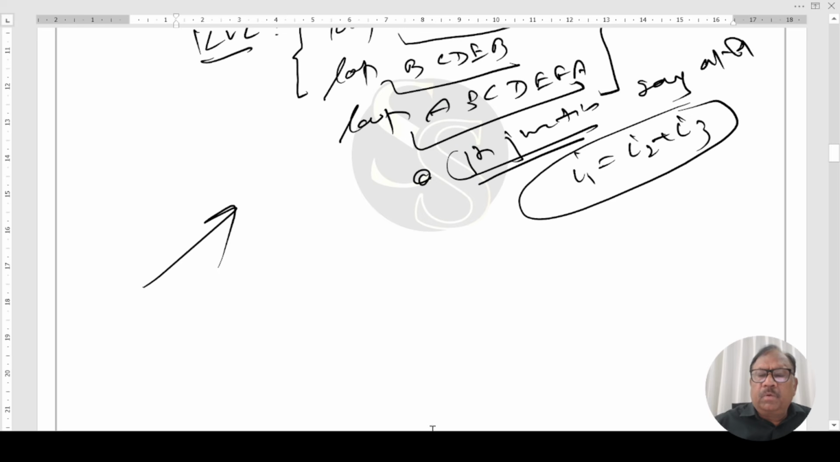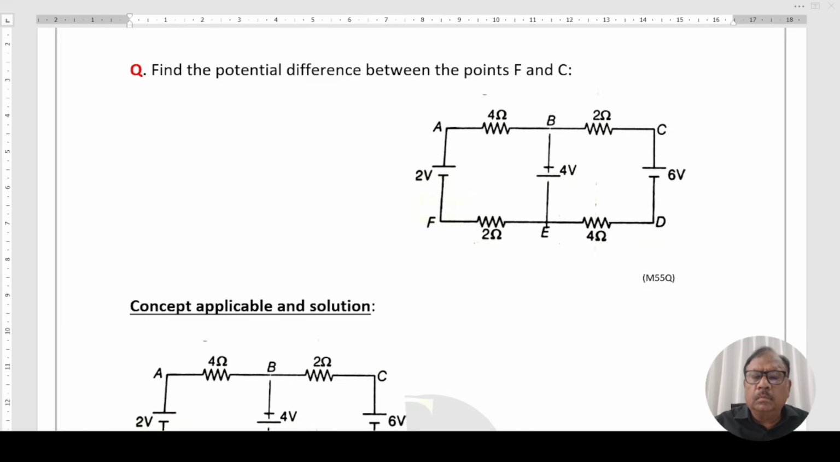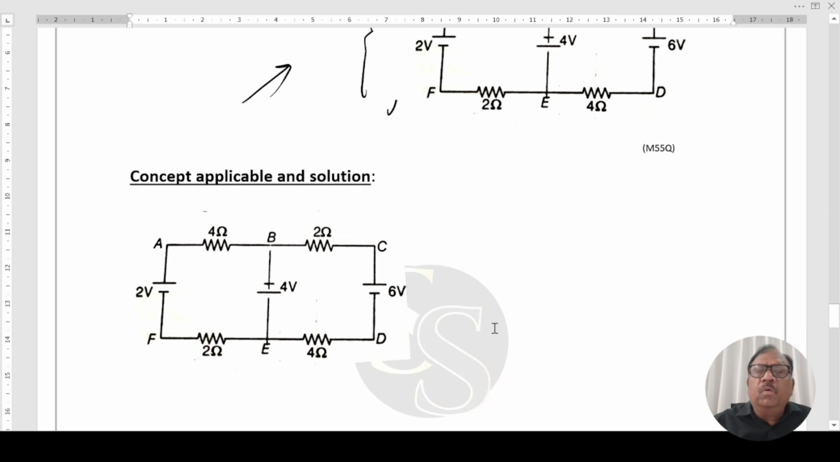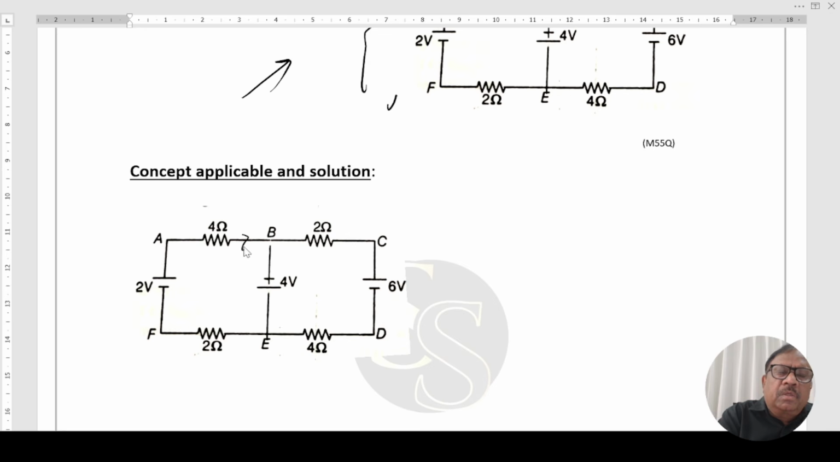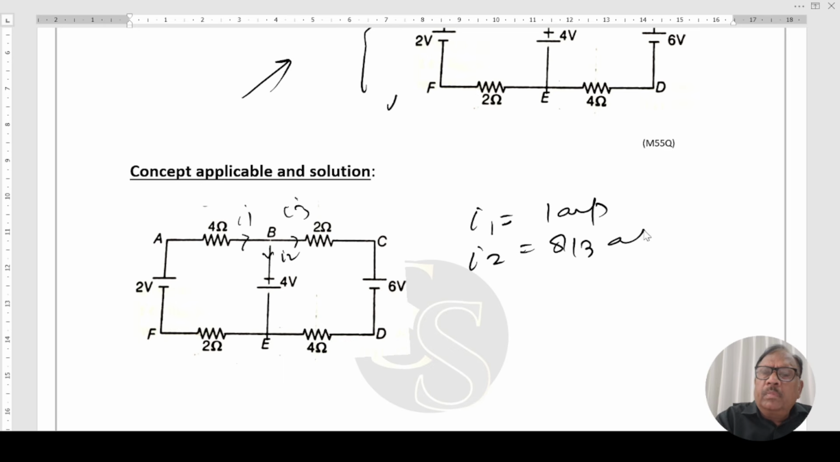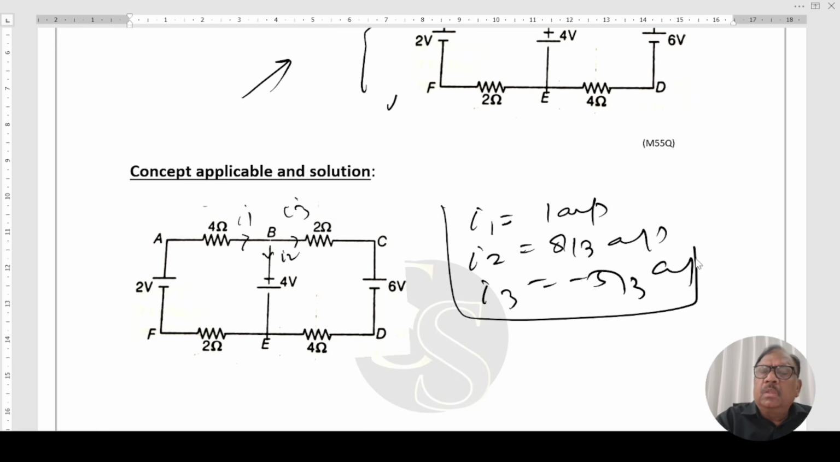Now, with this same example, I am going to solve the question. Let's start with the question. Find the potential difference between the points F and C. This question has been taken from the earlier one. In the earlier question, we found the different currents in the paths. This is I1, this is I2, this is I3. I1 we found is 1 ampere, I2 is minus 8 by 3 ampere, I3 is minus 5 by 3 ampere.